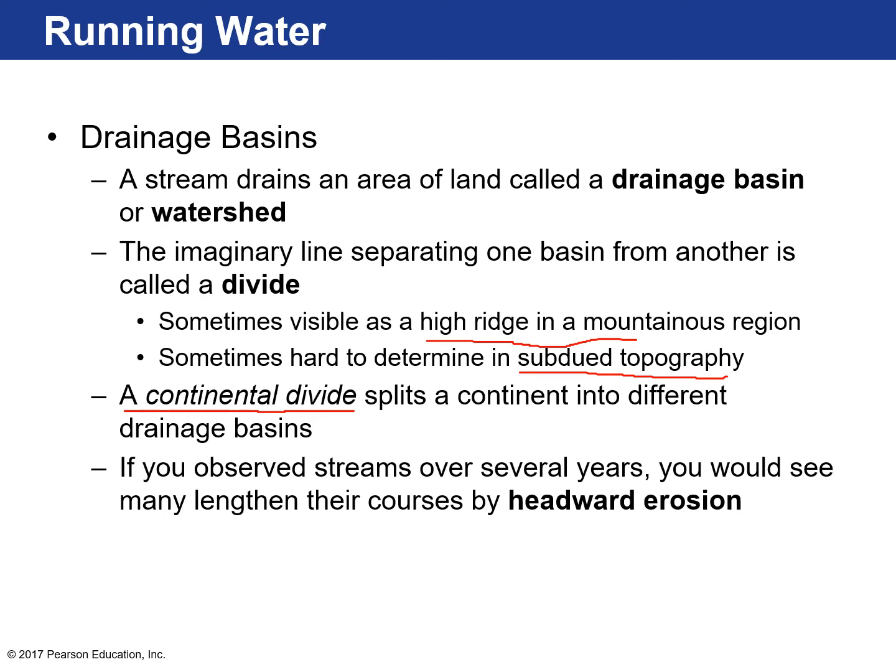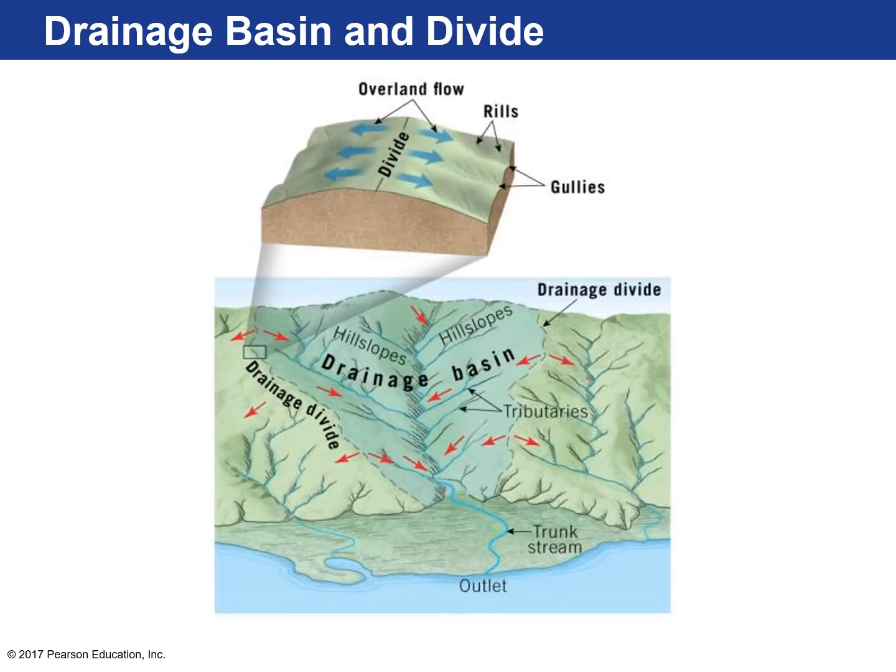If you observe streams over years, what you'll see is that a lot of times they lengthen their courses, and they lengthen their courses via the beginnings of the river. The beginnings of the river are usually called the headwaters, right? That's typically up at higher elevations where a bunch of tributaries meet into the main artery of a river. They erode along those areas, and we call that headward erosion. I'll show you an example of that as well.